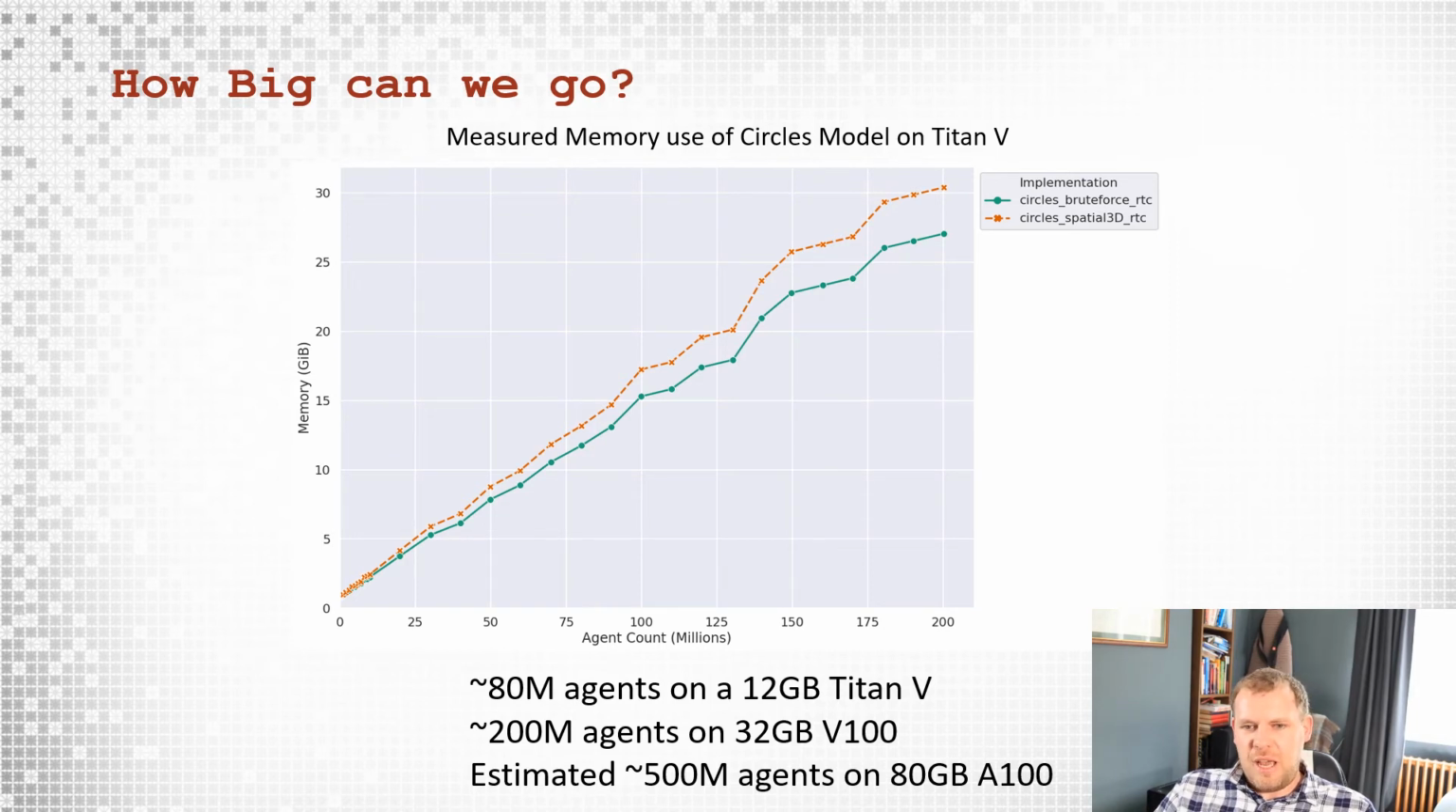On an 80 gigabyte A100, we estimate we could simulate 500 million agents of the circles model, and that would obviously be adding multiple waves and tails of agents to keep the device busy.